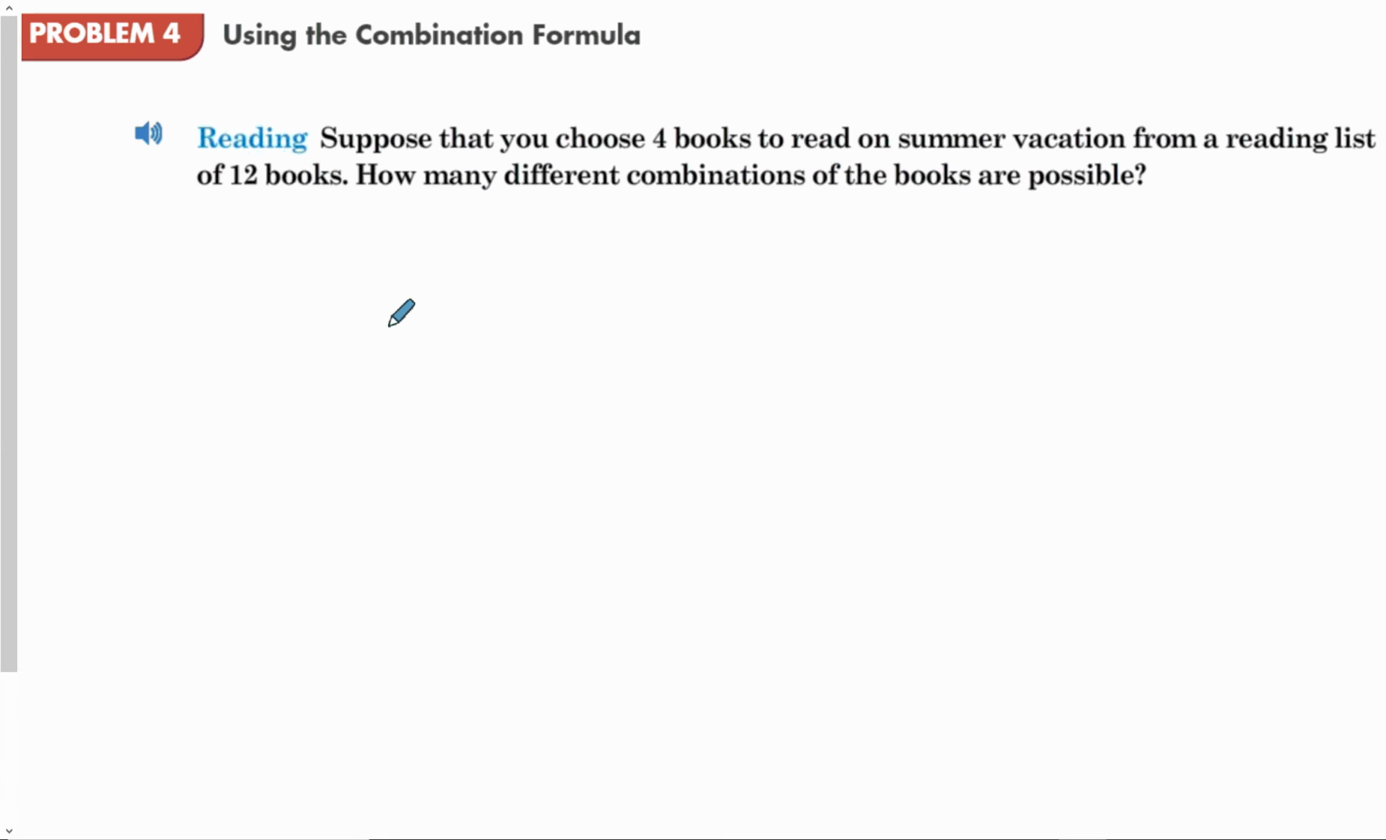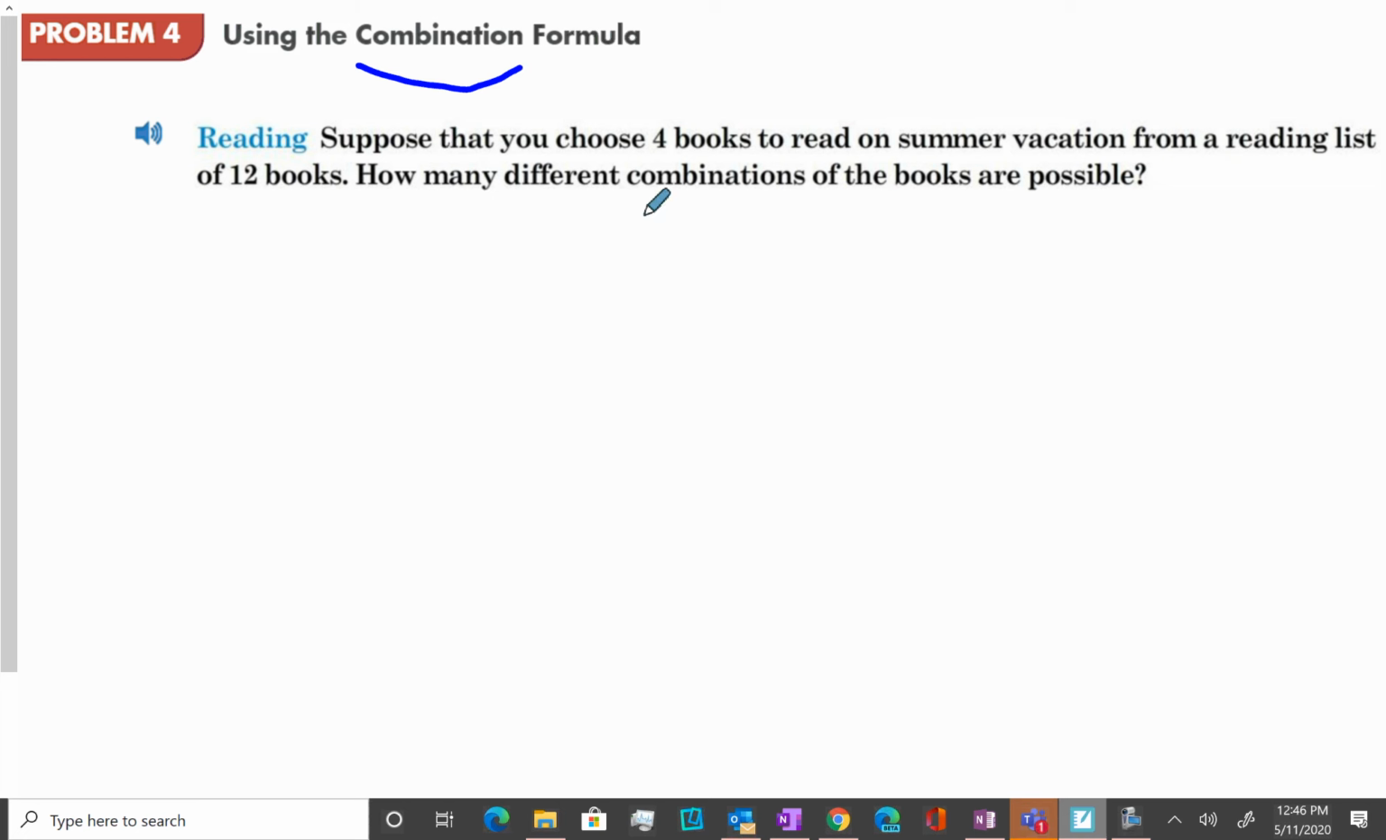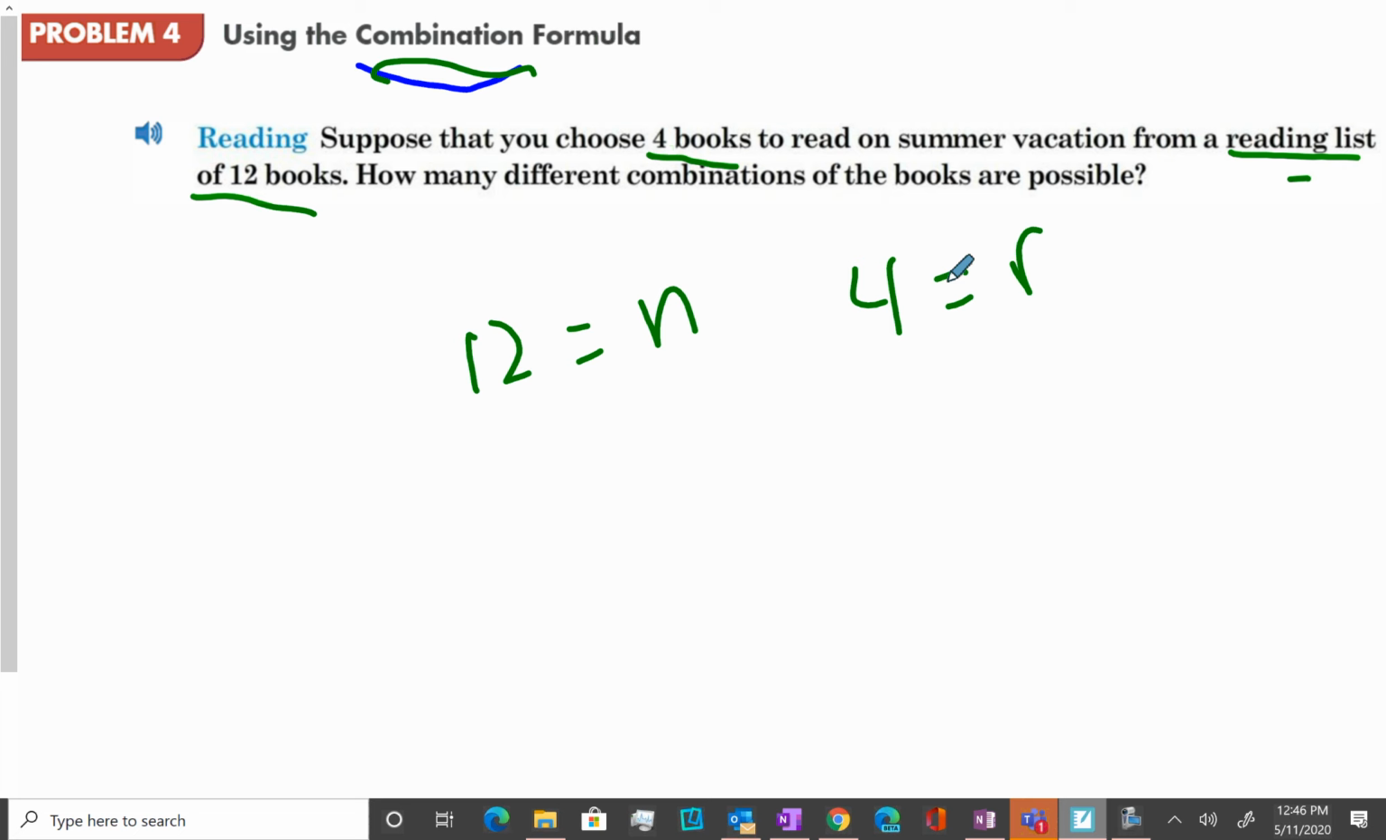So let's do an example. Again, we know this is a combination, so let's look at how this wording is. When we don't know if it's a combination or permutation, we can read through it and understand what combinations look like. Suppose that you choose 4 books to read on a summer vacation from a reading list of 12. So there we know we're picking from a total of 12, so that's our n, and we're only choosing 4, so that's our r. So we know what our n and our r are, but we might not know if it's a combination, right?